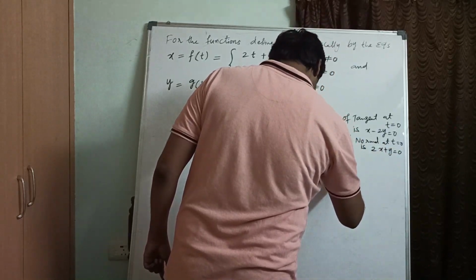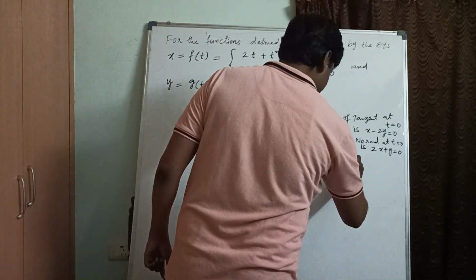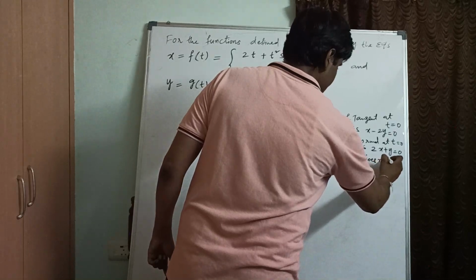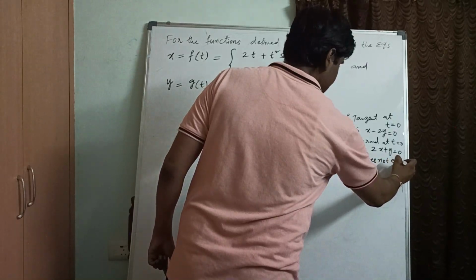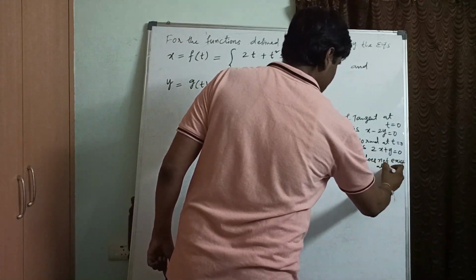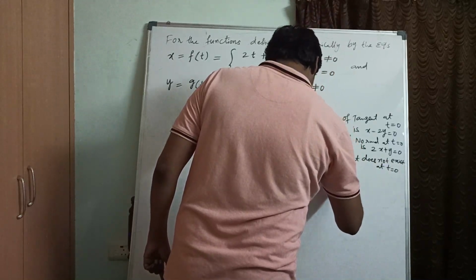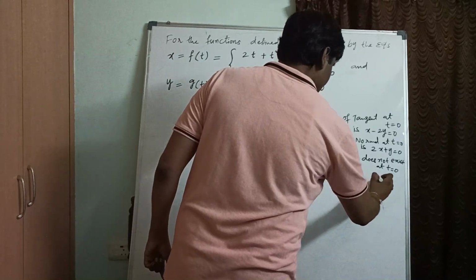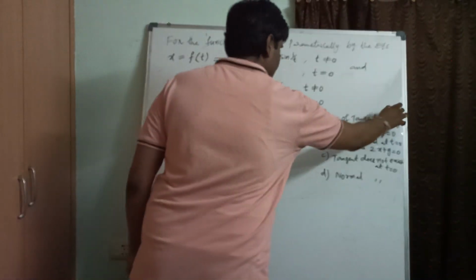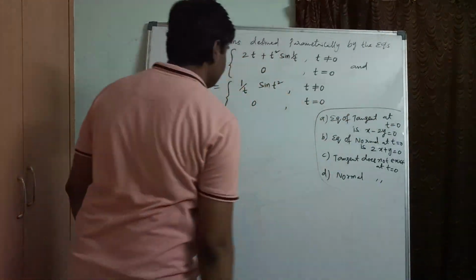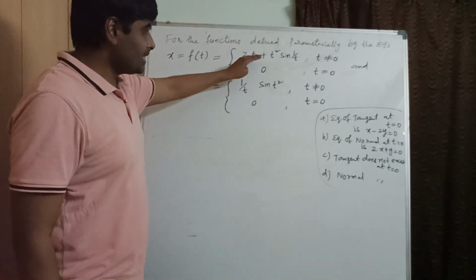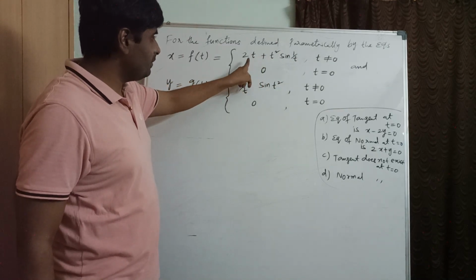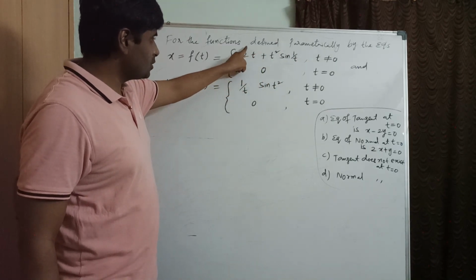And option C, tangent does not exist at t equal to 0, obviously, and normal does not exist at t equal to 0. See, it's very simple to understand. This is continuous only. See, whenever you substitute t value 0 here, right? So this will become 0.